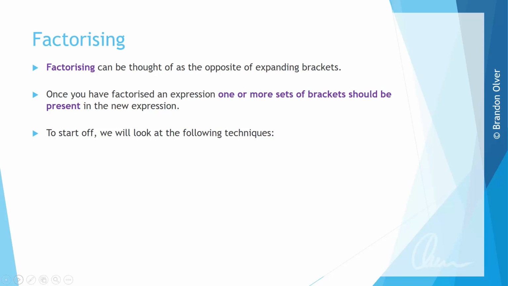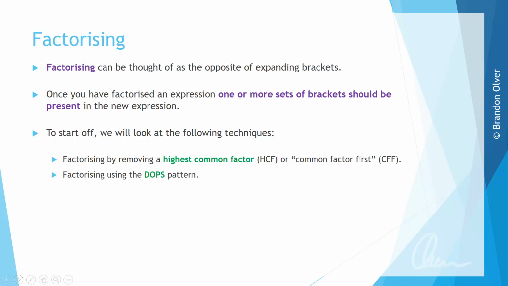look at several different techniques, and these are the ones we're going to look at in this video. We're going to start off by factorizing by removing a highest common factor, or taking out a common factor first, and we use HCF or CFF as abbreviations of that. We're then going to look at factorizing using the DOPS pattern, which is the difference of perfect squares.